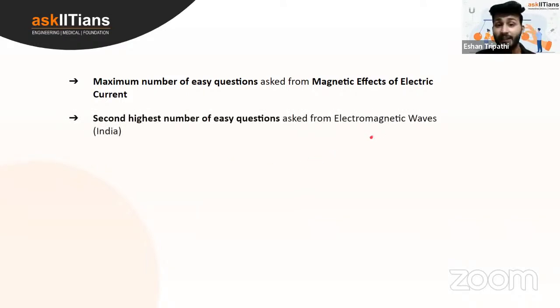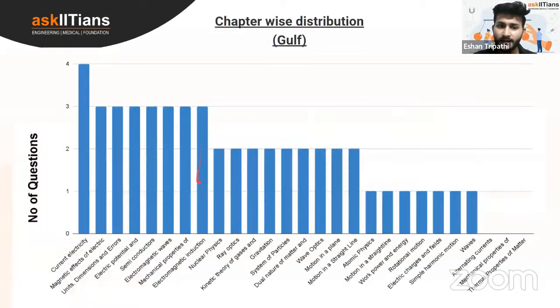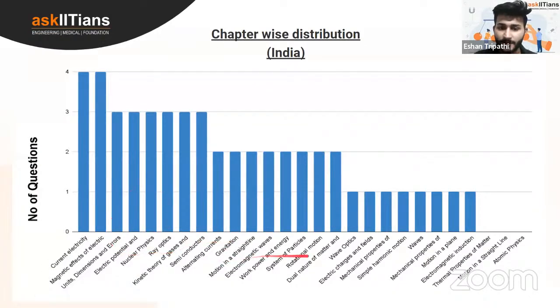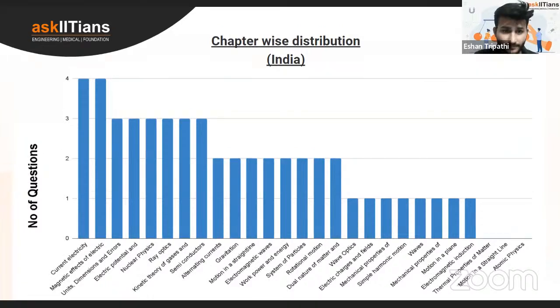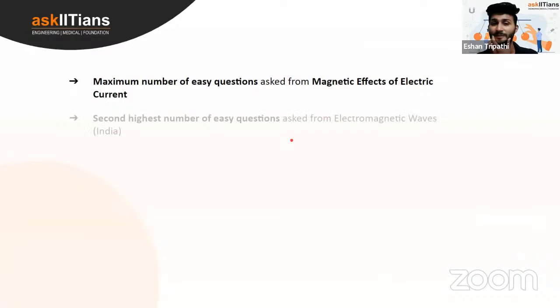Then, guys, the second highest number of easy questions were asked from the electromagnetic waves chapter, EM waves. And this is basically in the Indian paper. As you can see in the Indian paper, guys, the electromagnetic waves chapter is featured over here. You can see two questions were asked, but both of those two questions were so easy. If you have just studied this chapter for one day, you could actually crack these two questions. So that is from that perspective.